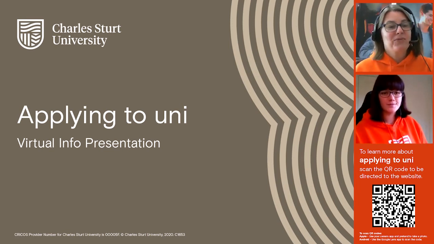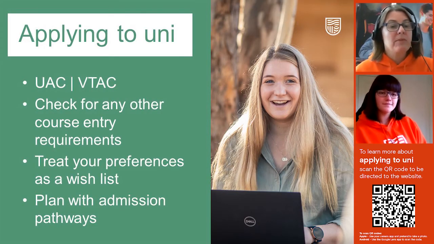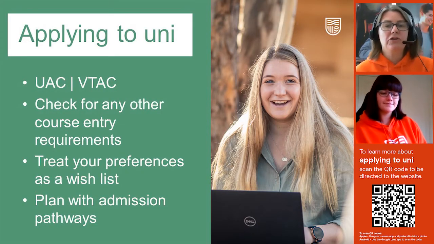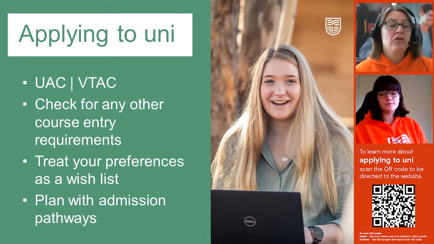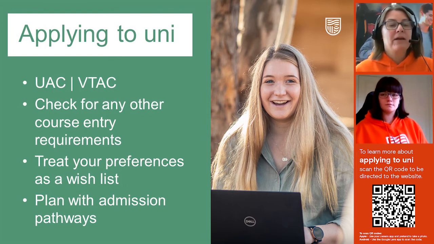Fantastic. So you're wondering about applying to university. How do you go about it? Anyone coming from school, from year 12 into university, needs to apply to Charles Sturt through their university admission centre. In New South Wales, that's called UAC, and in Victoria, it's VTAC. You put in an application to these, and then once you have your application open, you can start putting your preferences for university in.